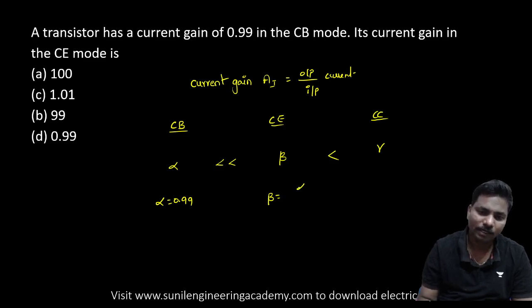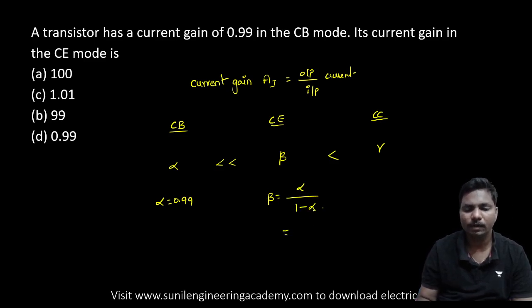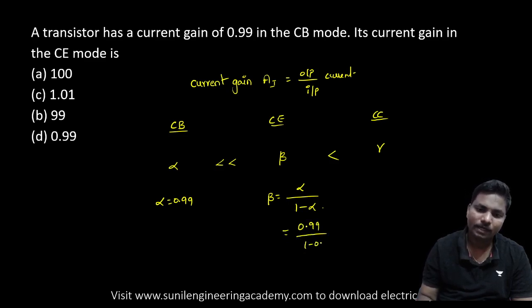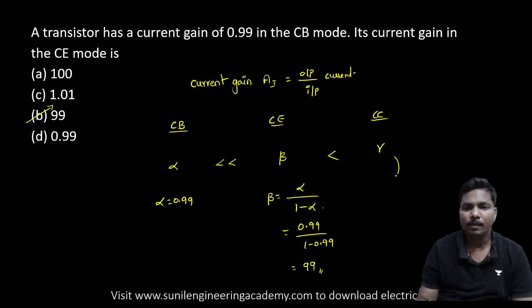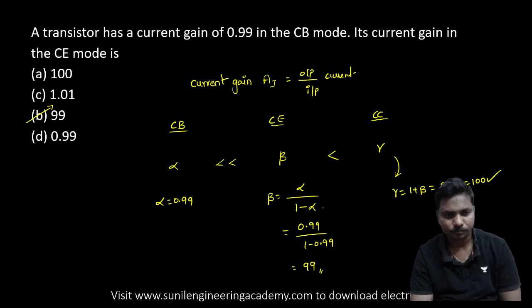If you want to get high, it is alpha by 1 minus alpha. Whenever the denominator is low, beta is higher. So like that you can remember the formula. Alpha is 0.99 by 1 minus 0.99, that means 99 you will get. So the beta is 99. If they are asking the current gain in common collector, gamma is equal to 1 plus beta, that is 99 plus 1, 100 you will get.